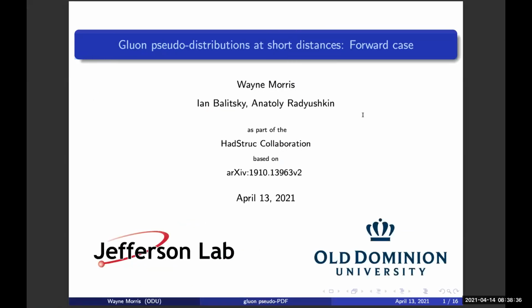Okay, so I'm going to talk about gluon pseudo-distributions at short distances in the forward case. This is some work I did with Ian Blutsky and Anatoly Radyushkin as part of the HadStruc collaboration.